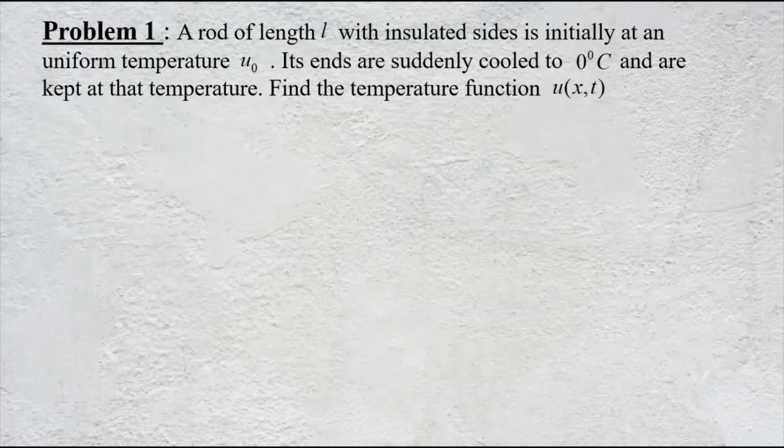A rod of length L with insulated sides is initially at a uniform temperature u0. Its ends are suddenly cooled to 0 degrees and then kept at that temperature. Find the temperature function u(x, t).